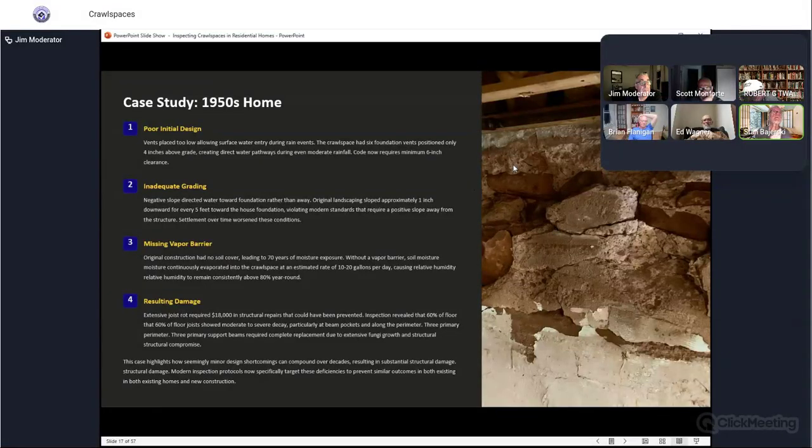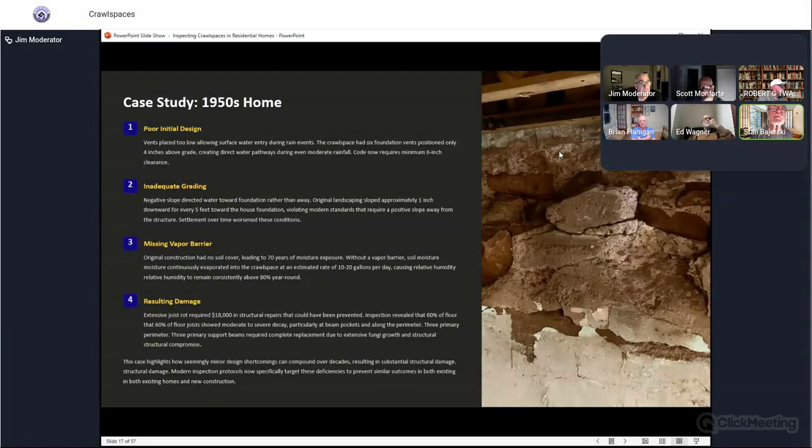So case study, 1950s homes, poor initial design, vents placed too low, allowing surface water entry during rain events. That only happens when the crawl space is not that high. A lot of times the access to some of these crawl spaces I've been in is right at grade level. So then you've got to look around at that side of the house or wherever there's an entry point and see how that water looks like it's going to flow.